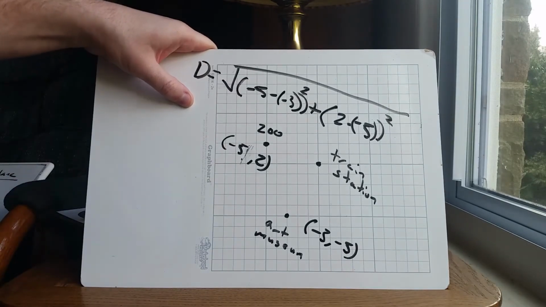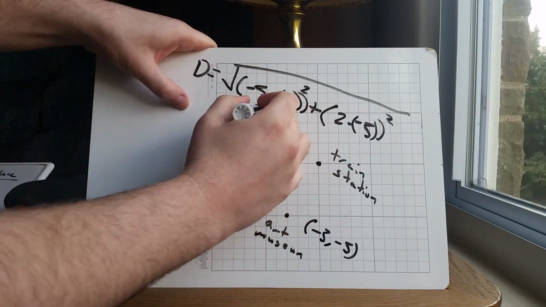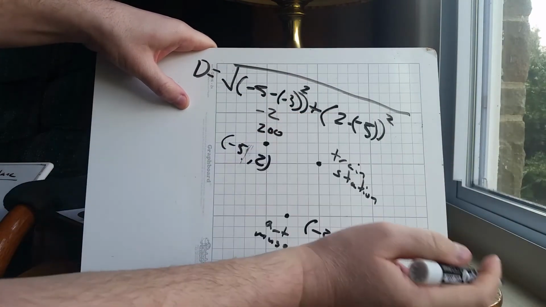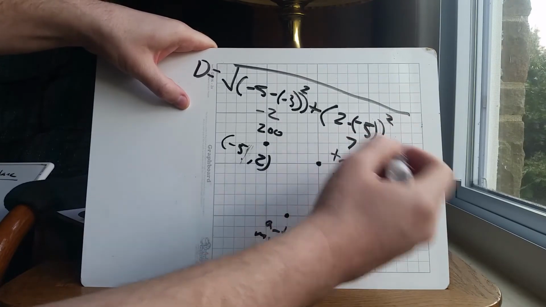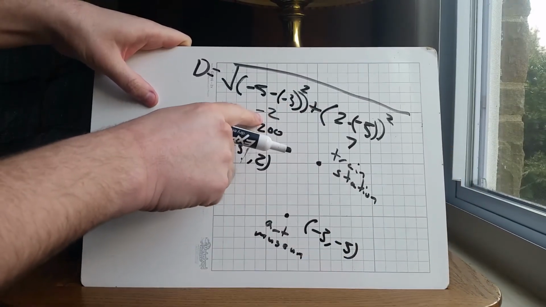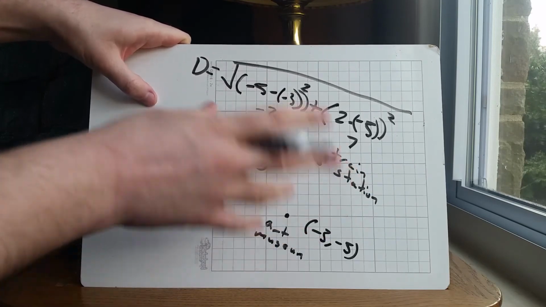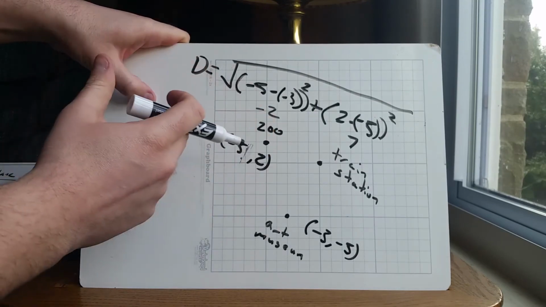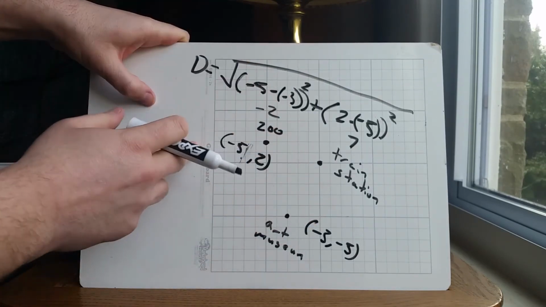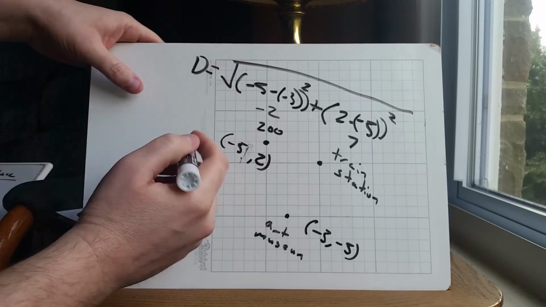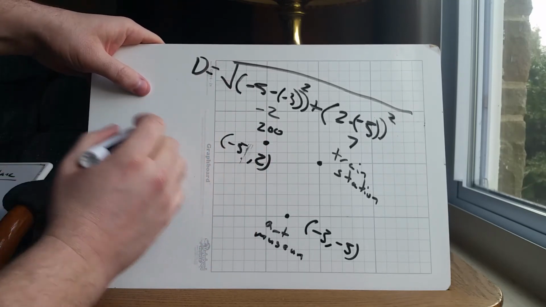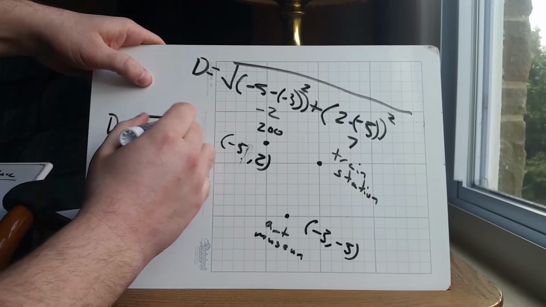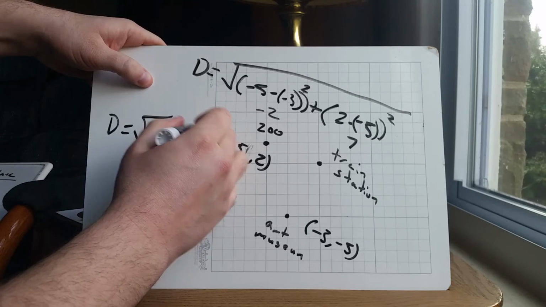Well, -5 minus -3 is -2. 2 minus -5 is 7. Now, this negative doesn't matter. That's why the absolute value from distance on a line wasn't included, because we're squaring it. And if you square it, even if this is a negative, it's going to become a positive. Negative times a negative is a positive. So, right now I've got distance equals root of -2 squared plus 7 squared.